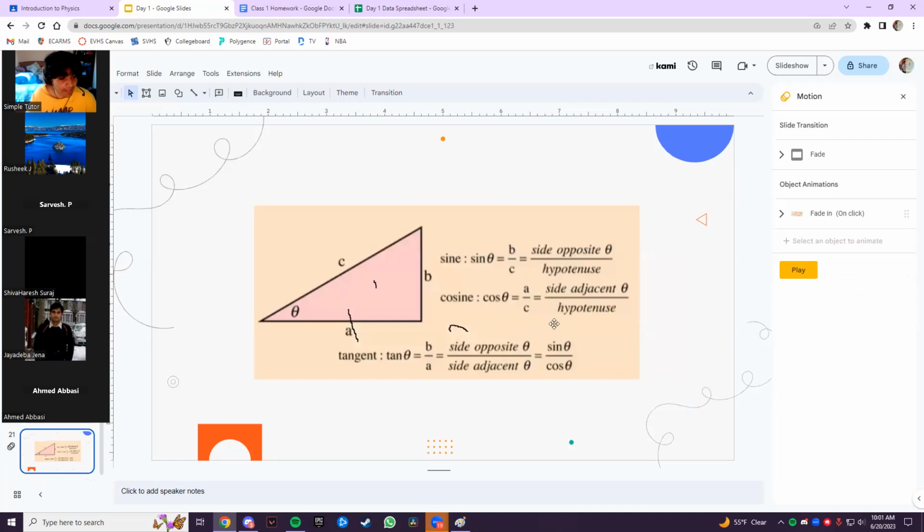And being able to apply it here in this triangle, sine theta is equal to opposite over hypotenuse. Cosine theta is equal to adjacent over hypotenuse. And tangent theta is equal to opposite over adjacent.